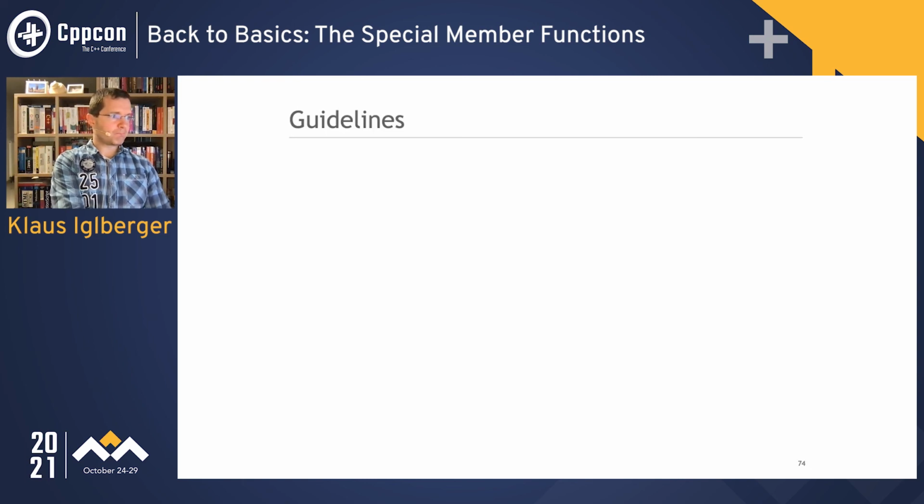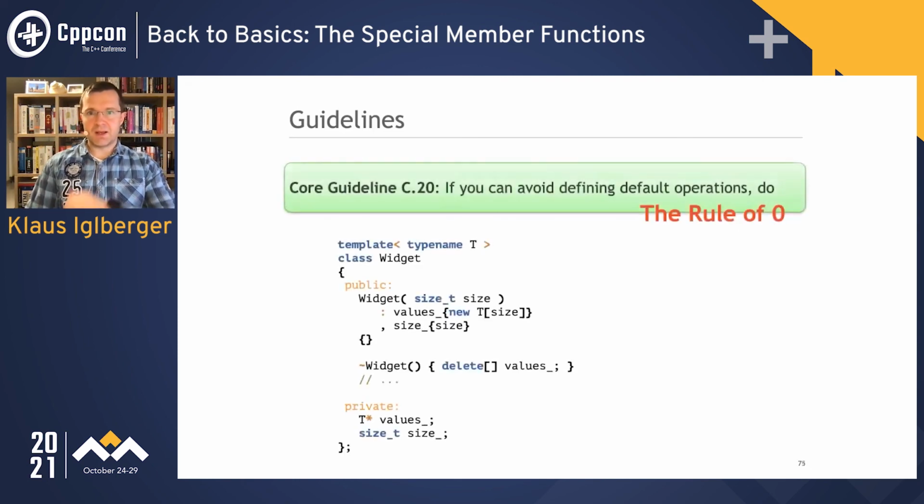Okay. So let me address the other questions in a little bit, just to make sure that we actually cover these guidelines. So once again, core guideline C20, that is the rule of zero. That is the thing that you should strive for. So this class here, this widget that has a pointer and a size, apparently allocates an array, makes its life harder than it should be.